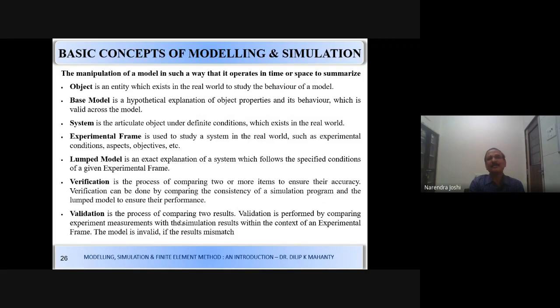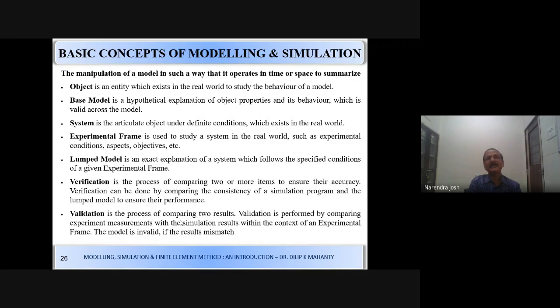Basic component concepts of modeling and simulation. So we understood the basic concepts: what's the modeling, what are systems and simulations. Manipulation of modeling in such a way that it operates in time or space, to summarize.